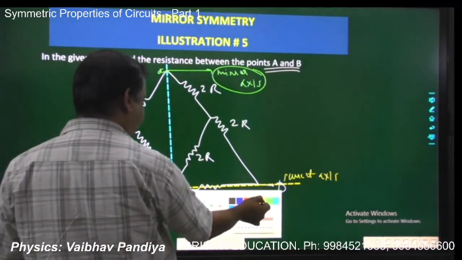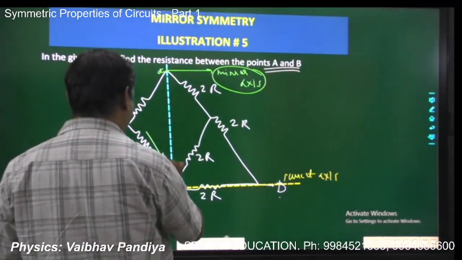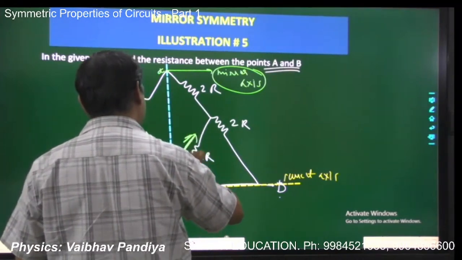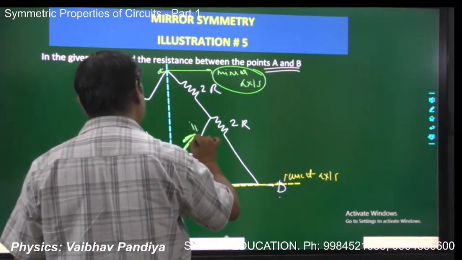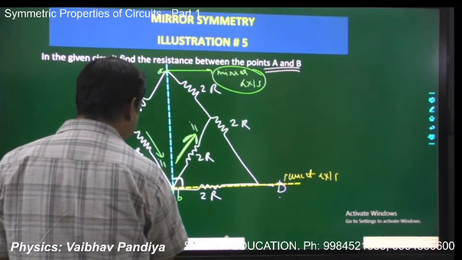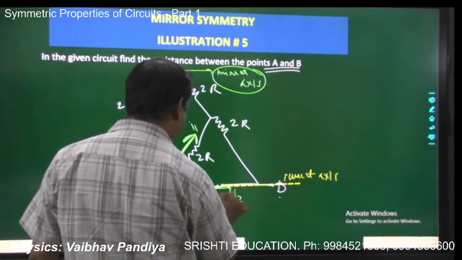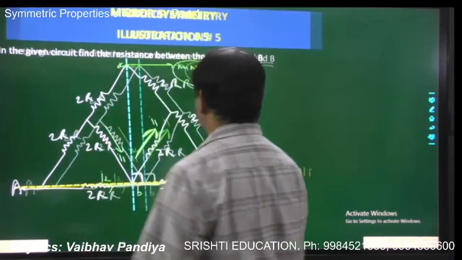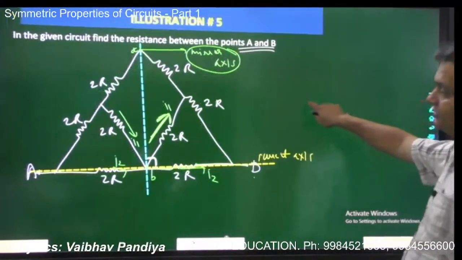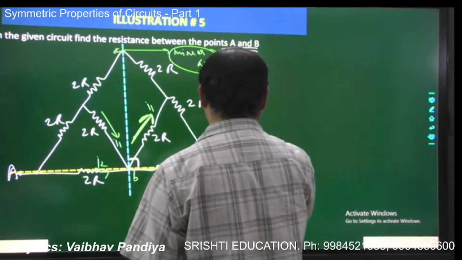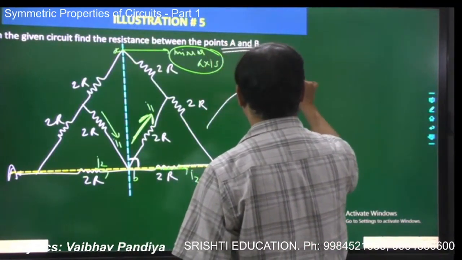And if there is a current, say I1, in this branch, then this branch by symmetry will have a current I1. Already we have seen such properties many times. And if this has a current I2, this branch will also have a current I2. So there is no division of current at the node B. Right? So we can again solve the problem by multiple approaches.